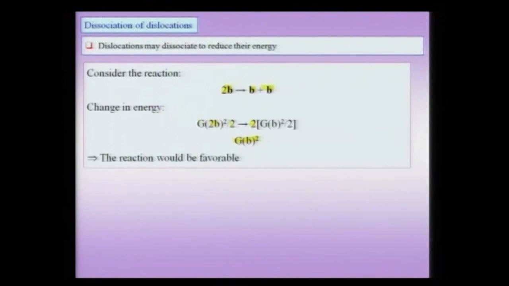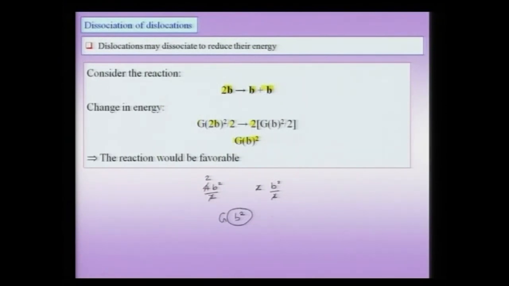So, let me write down the energies on the left and right. You have an energy of about G 4b square by 2 on the left hand side, and on the right hand side you have G 2 into b square by 2. Therefore, you get 2b square here and this is b square. Therefore, the reduction in energy is G b square, and of course, it scales with b. So, there is a reduction of G b square as this dislocation reaction takes place. Therefore, the forward reaction is energetically favorable and the reverse reaction is not favorable.